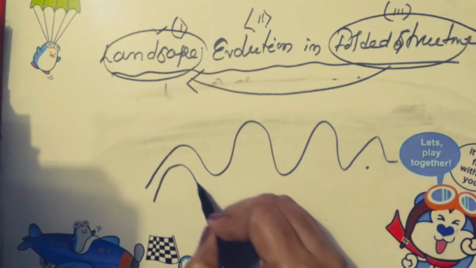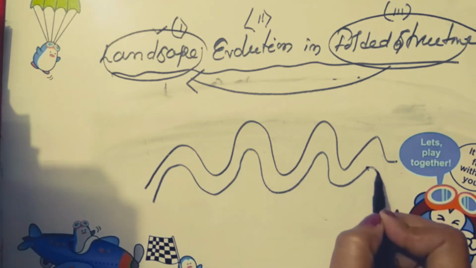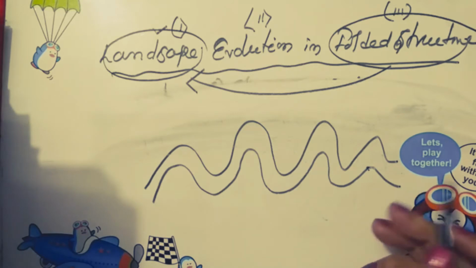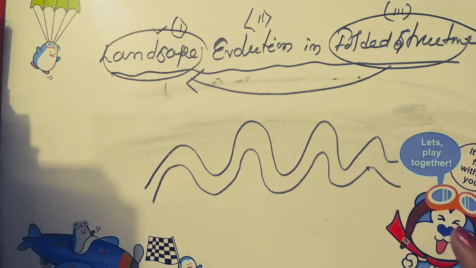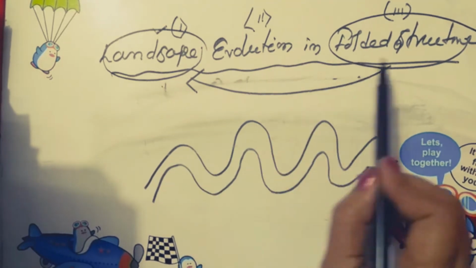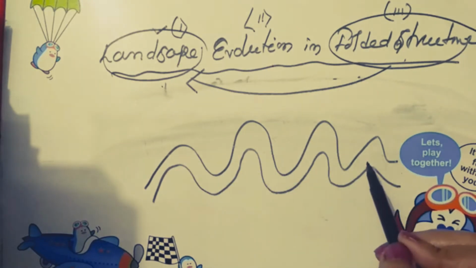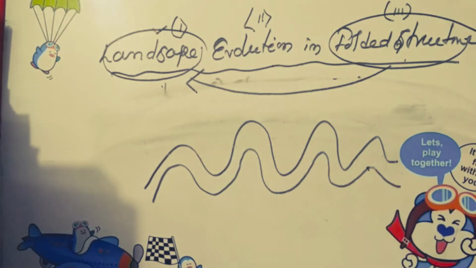We are all familiar that there are various type of fold: asymmetrical, symmetrical, recumbent, or lots of type. We are not going to those aspect of the fold. Now we are going to the point of landscape evolution in folded structure. This is the folded structure, clear? Now go to the point of energy.